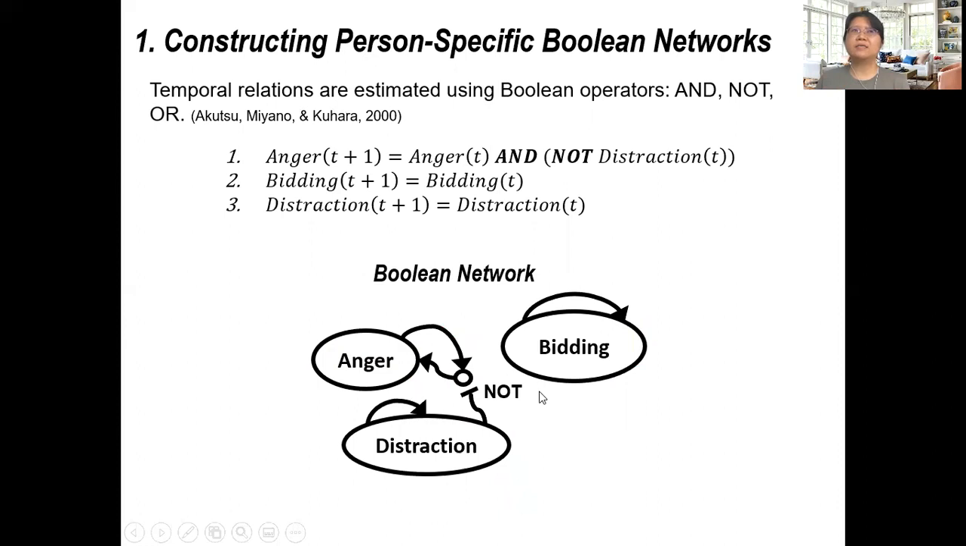So coming from that binary time series, we can use Boolean networks to construct a person-specific Boolean network for each child. And the Boolean network consists of Boolean functions to describe each variable's temporal dynamics. For example, here, for the 3 variables we selected, there are 3 Boolean functions. The first one is anger at t plus 1 is predicted by anger at time t and not distraction at time t. And bidding and distraction are predicted by themselves from the previous time point.